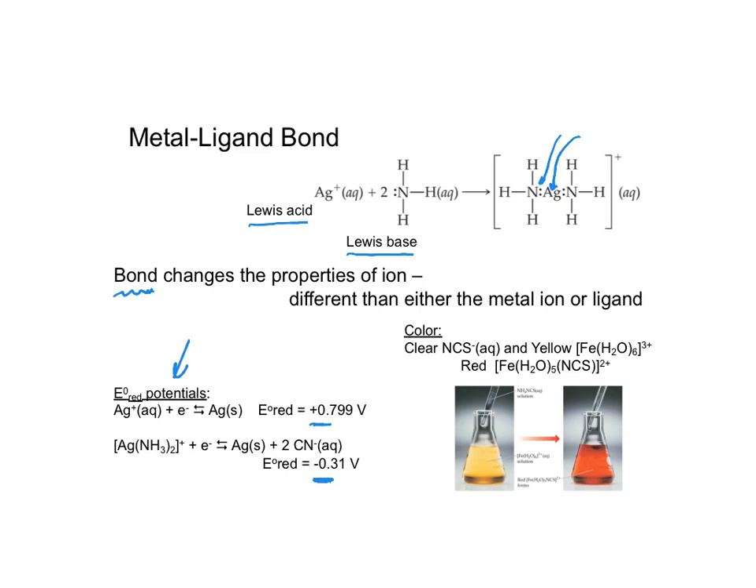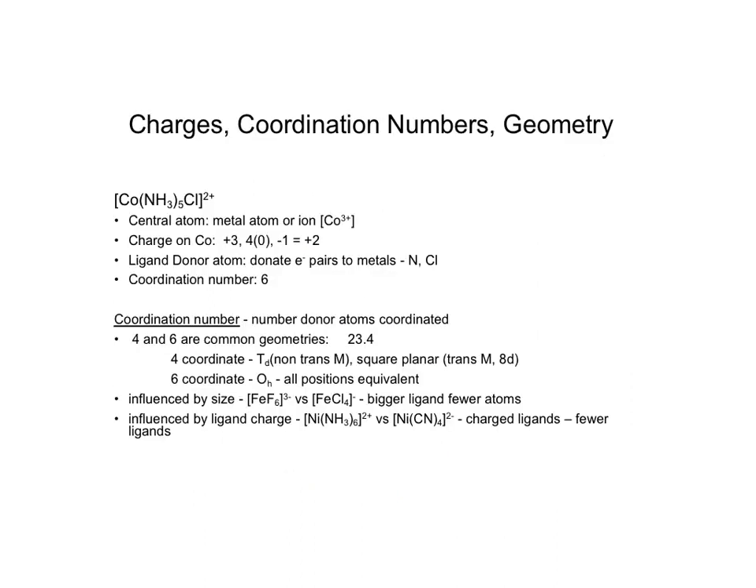It can also have an impact on the color. I have a clear, oh, it's sitting over here in this container, NCS minus, thiocyanate, but when I have my iron, this would be my iron 3 plus, remember they're not naked, they're surrounded by water molecules. When I mix the two of them together, I get the complex, and it has a different color than either the ligand, NCS minus, or the Fe3 plus.